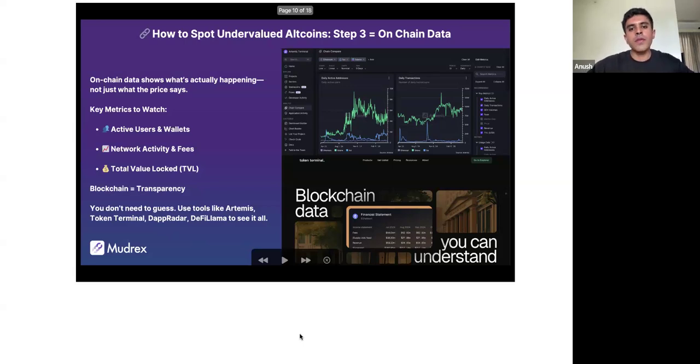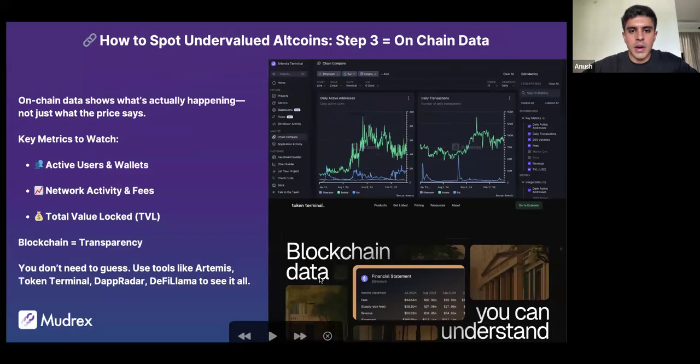Now, let me just walk you through a few simple ones that are easy to track, even if you're not super technical, right? Firstly, it's active users or wallets. This one's pretty straightforward. How many people are actually using the blockchain? You can check daily active wallets, number of unique wallet addresses, growth in new wallet creation. For example, if a layer one blockchain is adding thousands of new wallets per day, even during a bear market, that's a really bullish sign. It shows people are actually adopting the network. But if your user numbers are flat or dropping, that's a warning sign that the project may be losing traction.